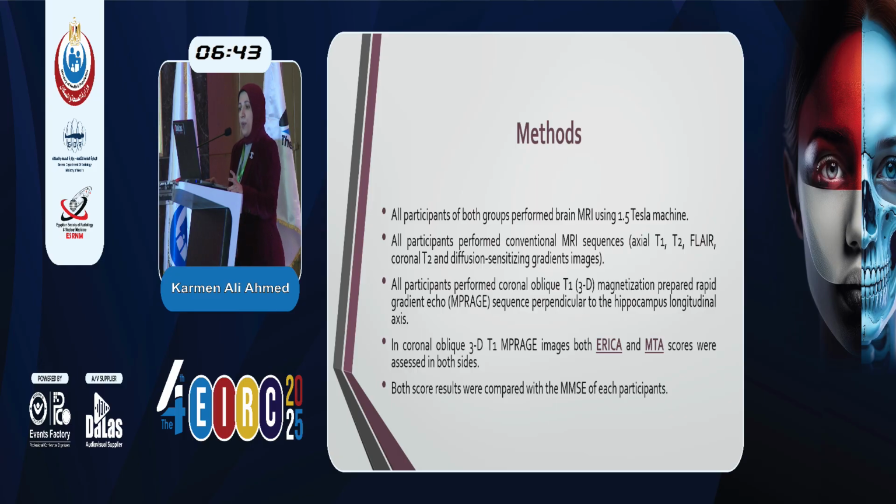Methodology. All patients of both groups performed brain MRI using a 1.5 Tesla machine. All participants performed conventional MRI sequences, including axial T1, axial T2, FLAIR, coronal T2, and diffusion images. All participants also performed coronal oblique T1 3D magnetization prepared rapid gradient echo (MPRAGE) sequence perpendicular to the hippocampus longitudinal axis. In coronal oblique 3D T1 MPRAGE images, both ERICA and MTA scores were assessed on both sides, and the results were compared to the mini-mental examination of each participant.